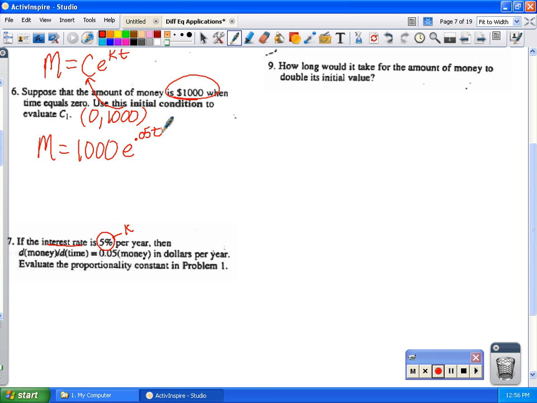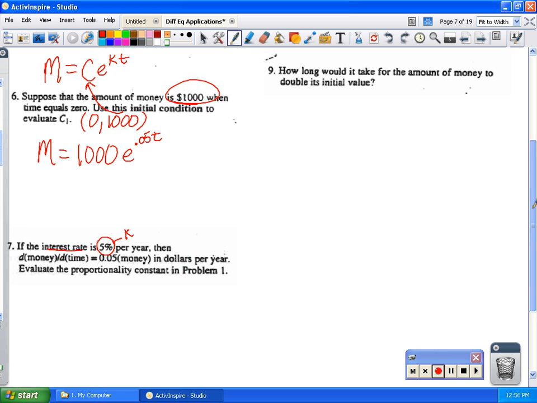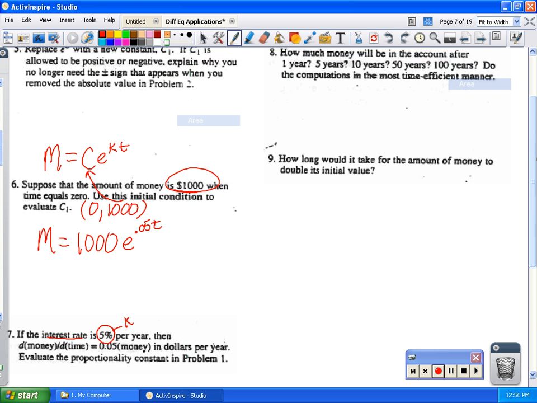So I get e to the 0.05 t. Now from this point, they ask me, all right, you got this handy-dandy formula for money is equal to $1,000 e to the 0.05 t. The next thing they want me to do with a calculator, which I'm not going to do in the video, is to figure out how much money do you have at 1 year, 5 years, 10 years, 50 years, 100 years. And I would literally just type that onto my calculator and figure out how much money I have.